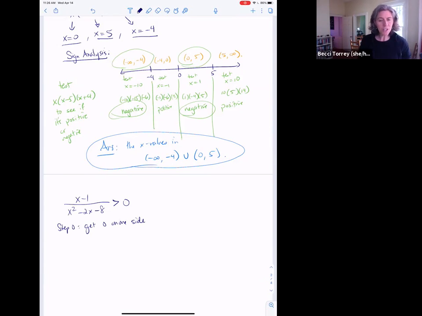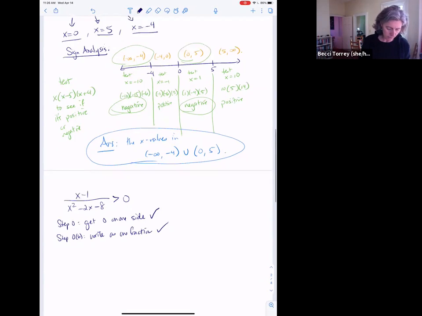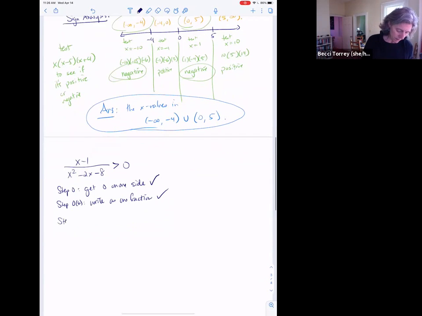And with a rational equation, you also have to write it as one fraction. So this is already done. Step 0, part B, write as one fraction. In this case, again, that's already done, but sometimes you have to add the fractions together or subtract them. And then step 1, now we have 2 parts. We need to find the zeros of the numerator and the denominator.